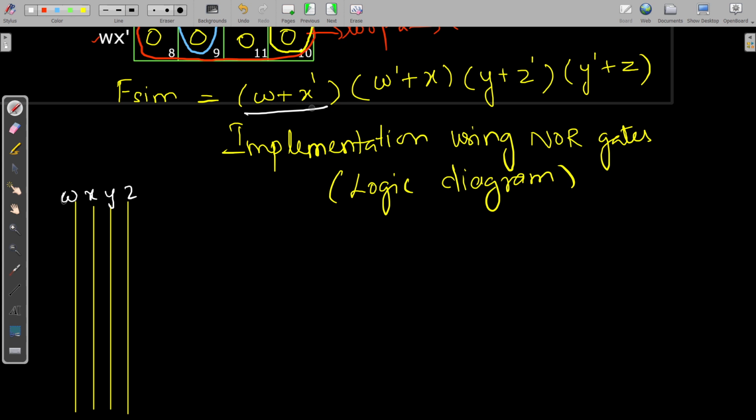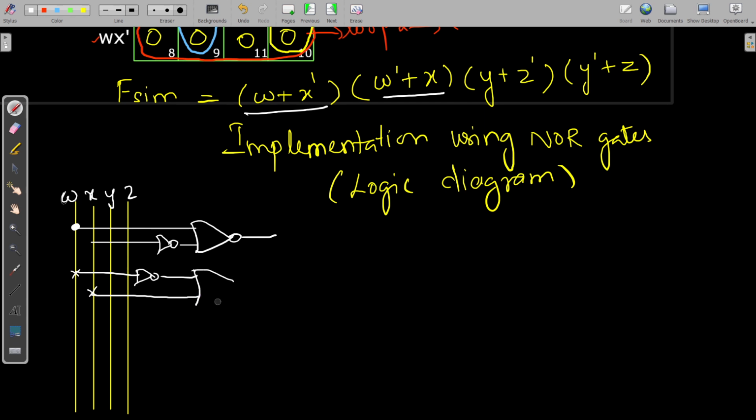So we go with this first term, line from this W, then from X, but this should be inverted using NOR gate. Then you draw the line. They must be applied to NOR gate, isn't it? Okay. Then we go for this W dash plus X. So take the connection out of this given to one inverter, and for this X take it from here and give it to one NOR gate again.